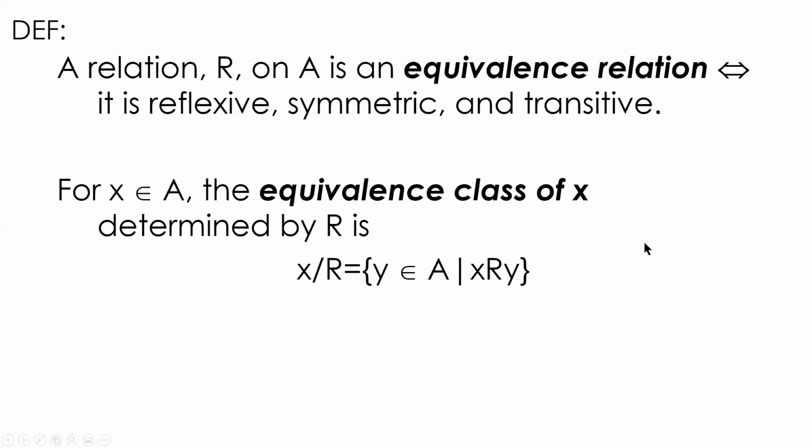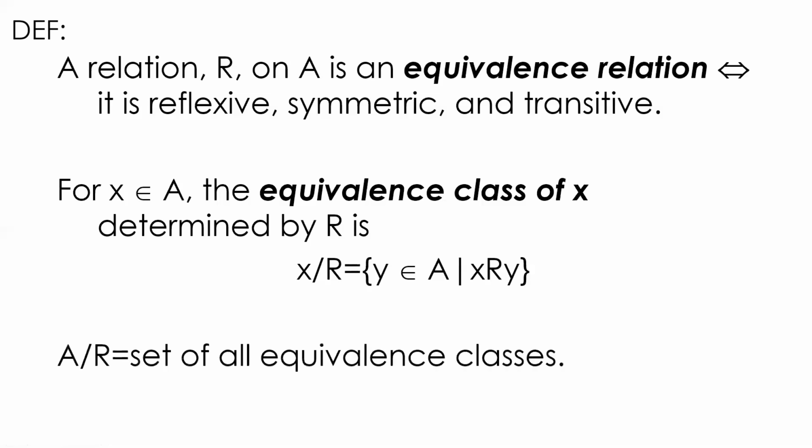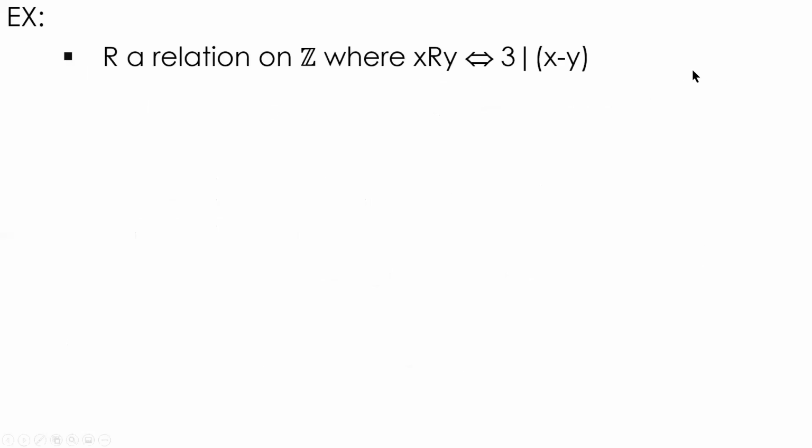The set of all equivalence classes we will write as A mod R, and I'll sometimes call this X mod R because the canonical example is modular arithmetic. What do I mean by that? Well, let's go back and look at that example we just had where 3 divides x minus y. So what equivalence classes do I have?